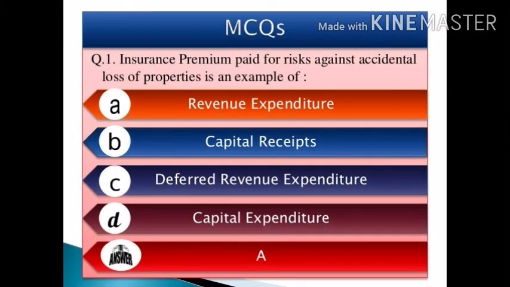Next, let us move on to some MCQs. First question: insurance premium paid for risk against accidental loss of properties is an example of: 1, revenue expenditure, 2, capital receipts, 3, deferred revenue expenditure, and 4, capital expenditure. So can anyone guess the answer? Yes, the answer is revenue expenditure because it is an insurance premium paid.